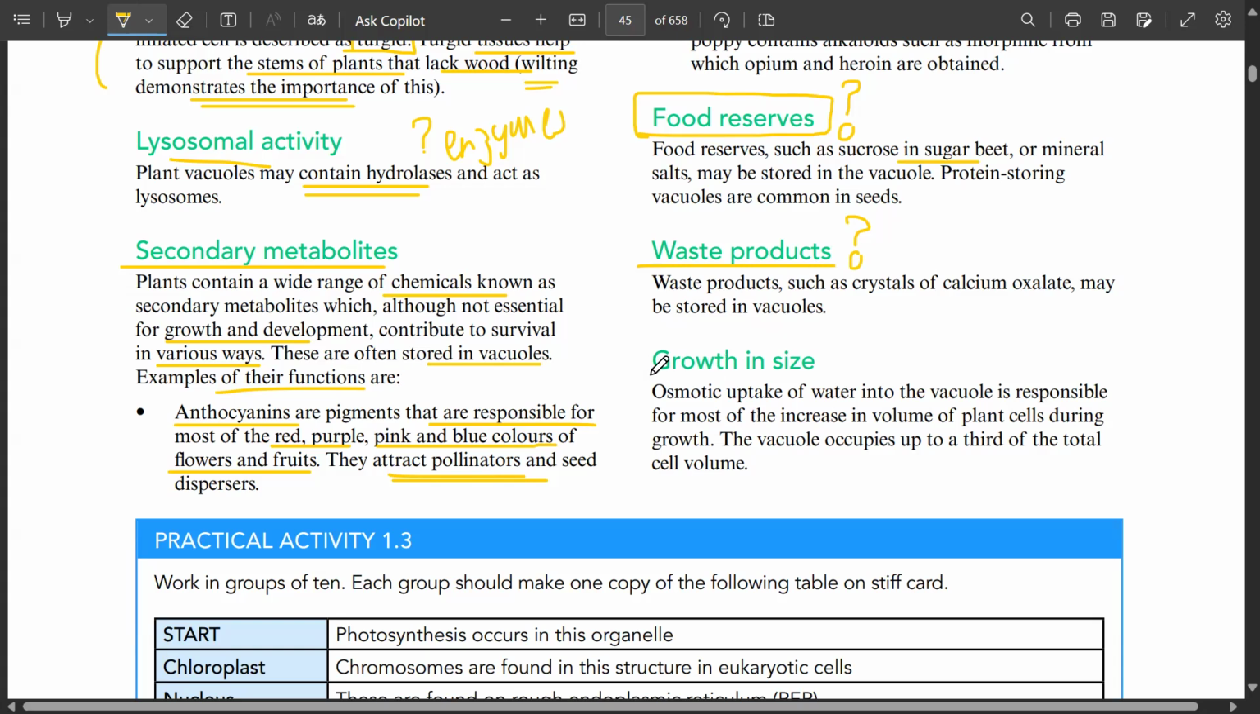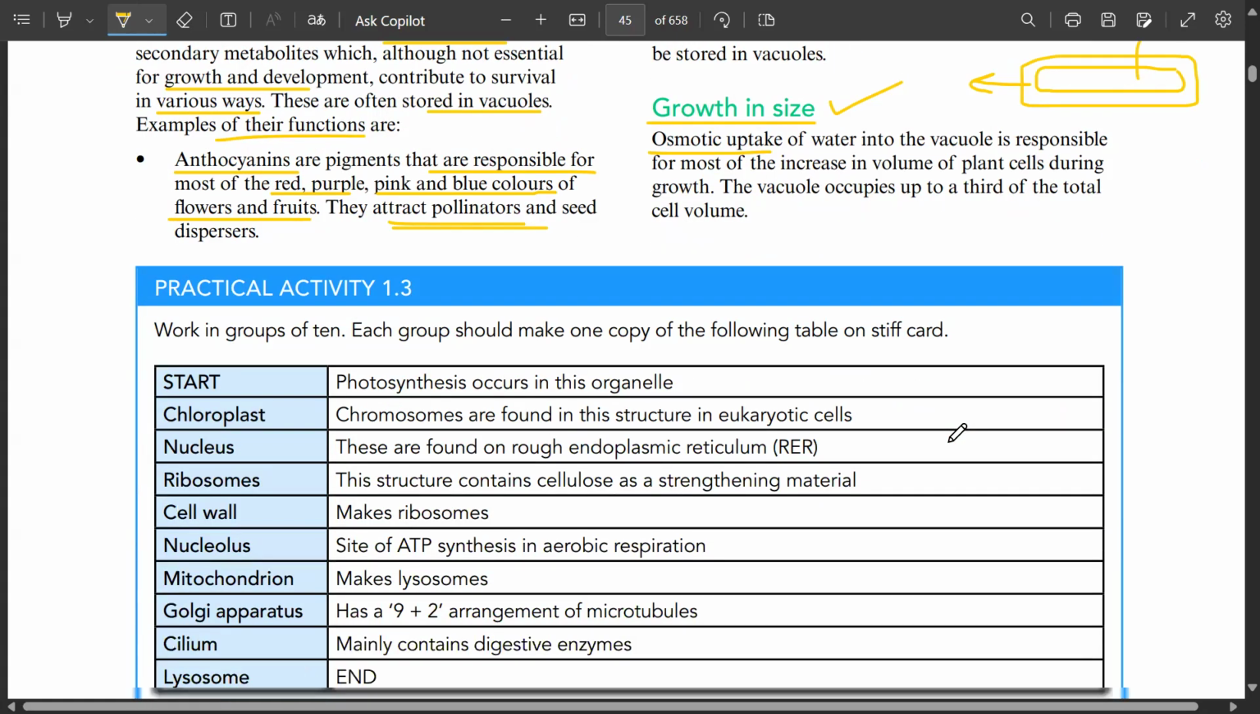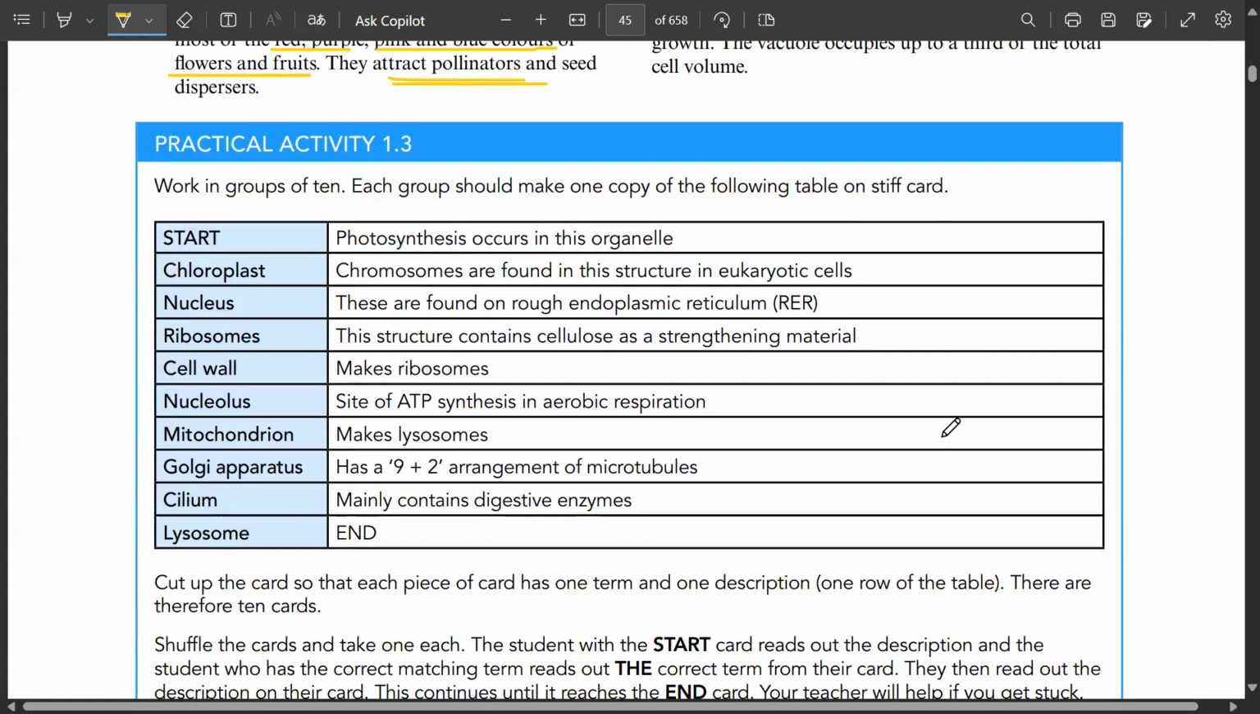And growth in size. It also helps in growth because if you look at a diagram of a plant cell, 90% of the area is taken by whom? Vacuole. If the vacuole is going to grow, then obviously the whole cell is also going to grow as well. And that is all due to the osmotic uptake of water into the vacuole, which is responsible for most of the increase in volume of the plants. All right.